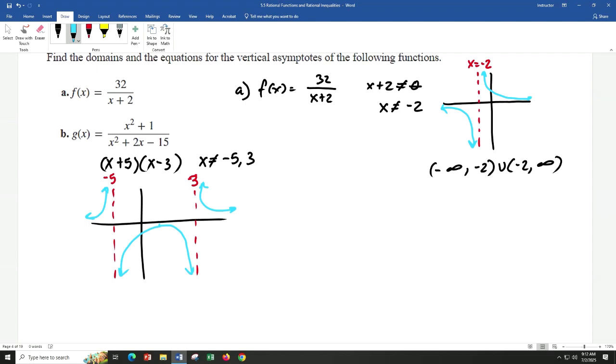But notice you still have a domain, don't you? Am I not going to negative infinity? But then I'm going to where? And I can't equal it, right? But then I'm going from where? Negative 5 to 3. Yeah, negative 5 to 3. But I can't equal that either. So I put another union, and then I'm going from 3 to infinity. So there's your domain.